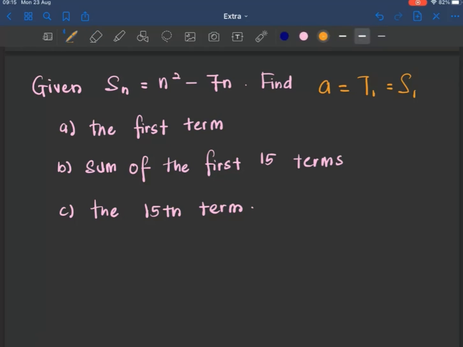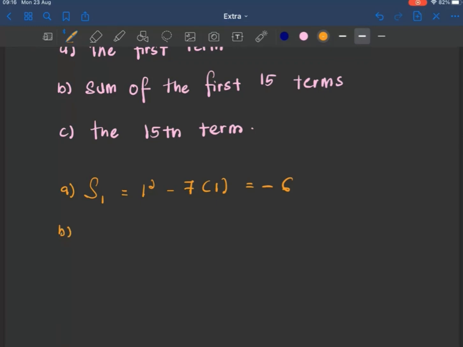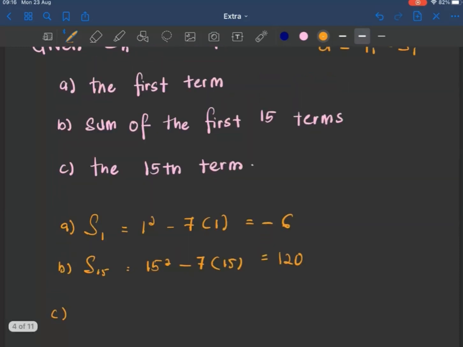So if you want to find the first term, basically we want to find our S1. Okay, so we will have 1 square minus 7 times 1, which is we will get negative 6 lah. Okay, so sum of the 15 terms, ini tak ada masalah lah, basically kita nak S15 je. Is we will get 15 square minus 7 times 15. Berapa jawapan dia? 120. Okay.